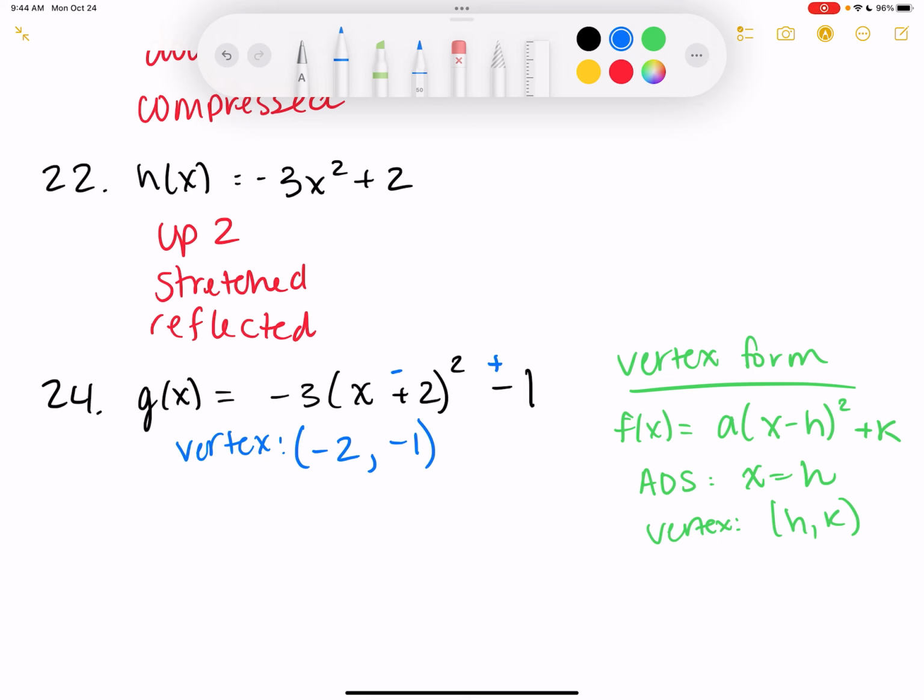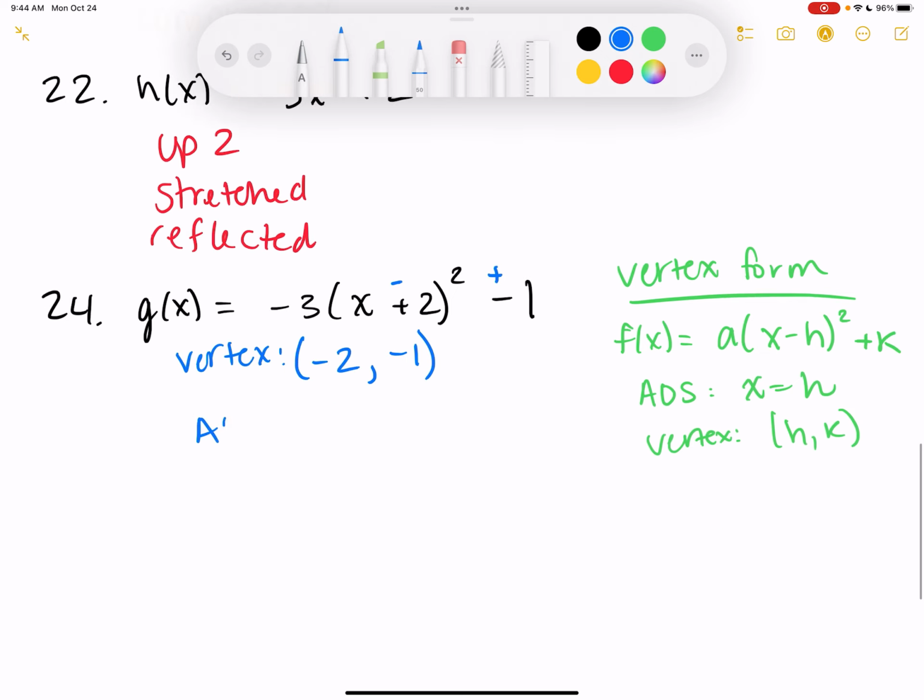Let's just do another. Well, we're not done. The axis of symmetry is what? Negative 2. Got that down. It seems so simple to understand, but my brain won't comprehend it.